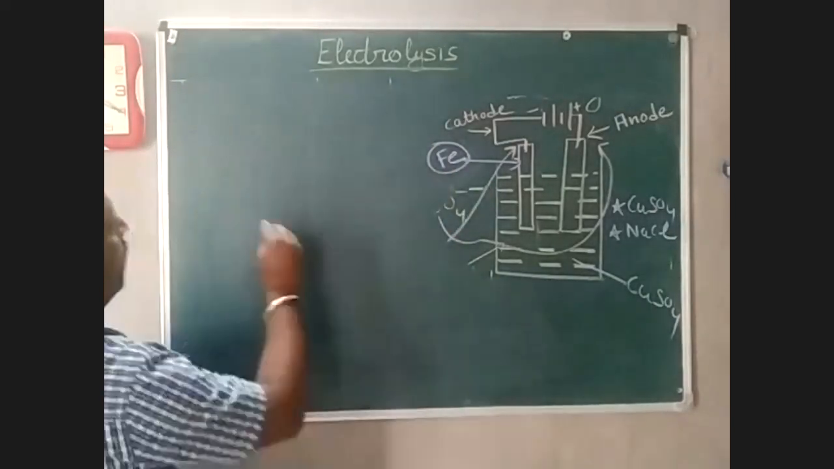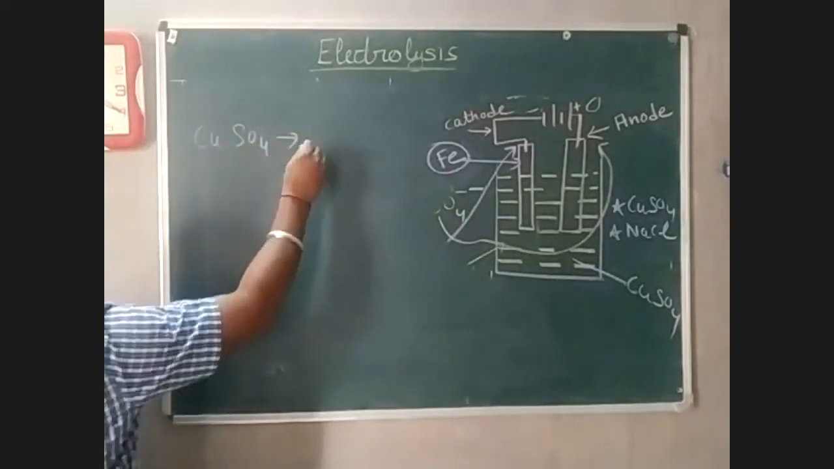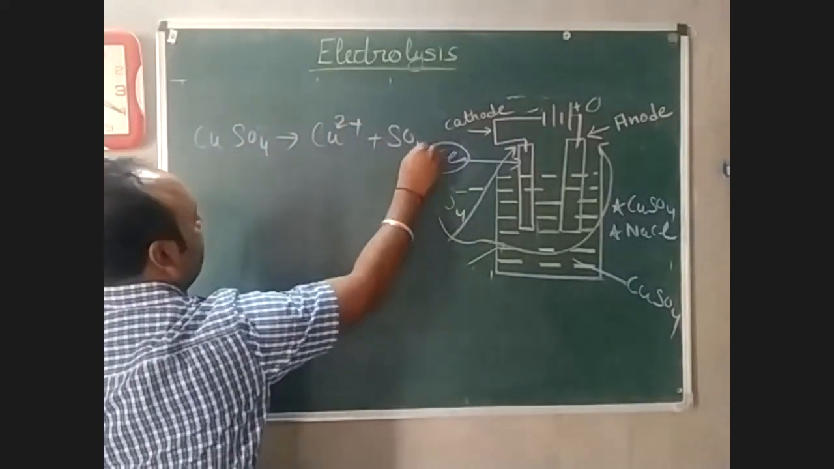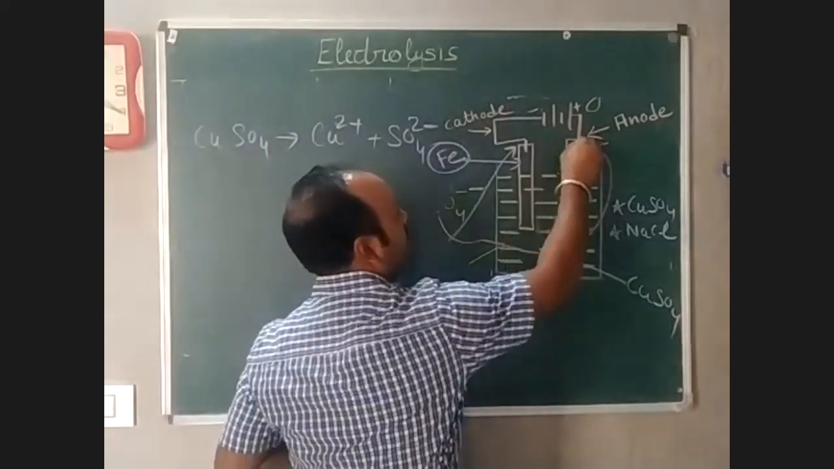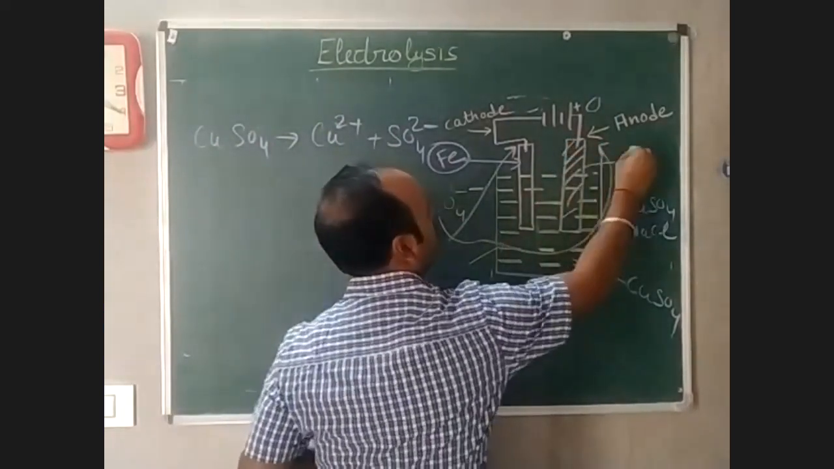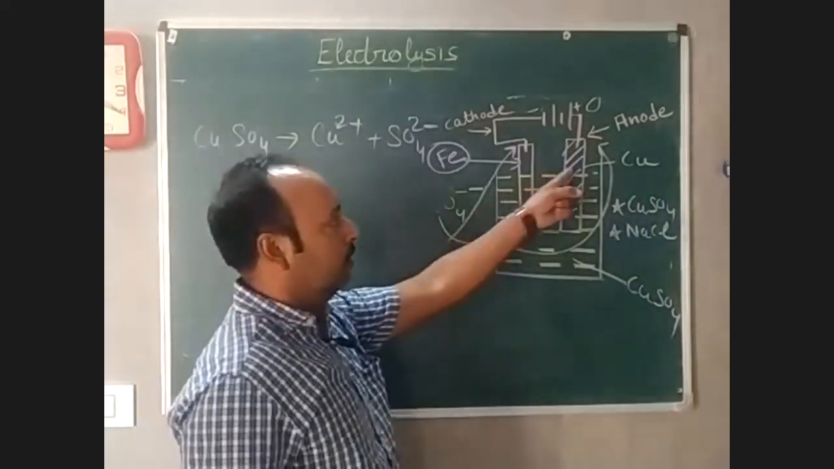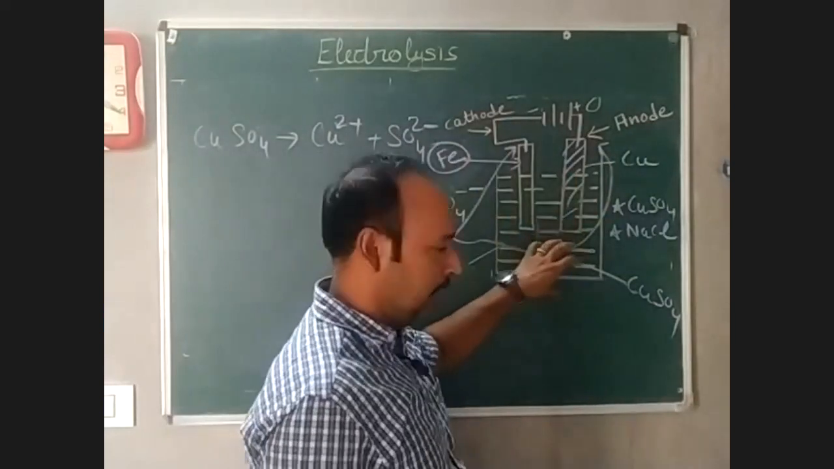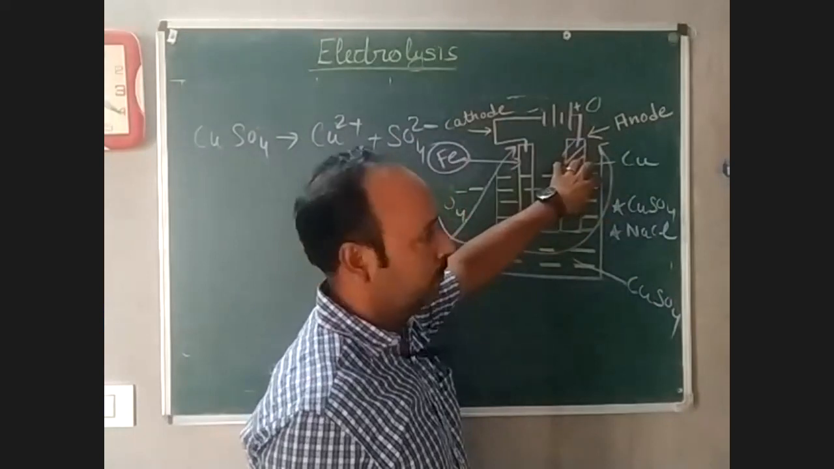When the current is allowed to pass, copper positive and sulfate negative ions will be formed, right? And here you will use a copper metal rod. Just keep in mind the metal which you want to deposit should be present in the electrolytic solution, and one rod of that metal should also be there.